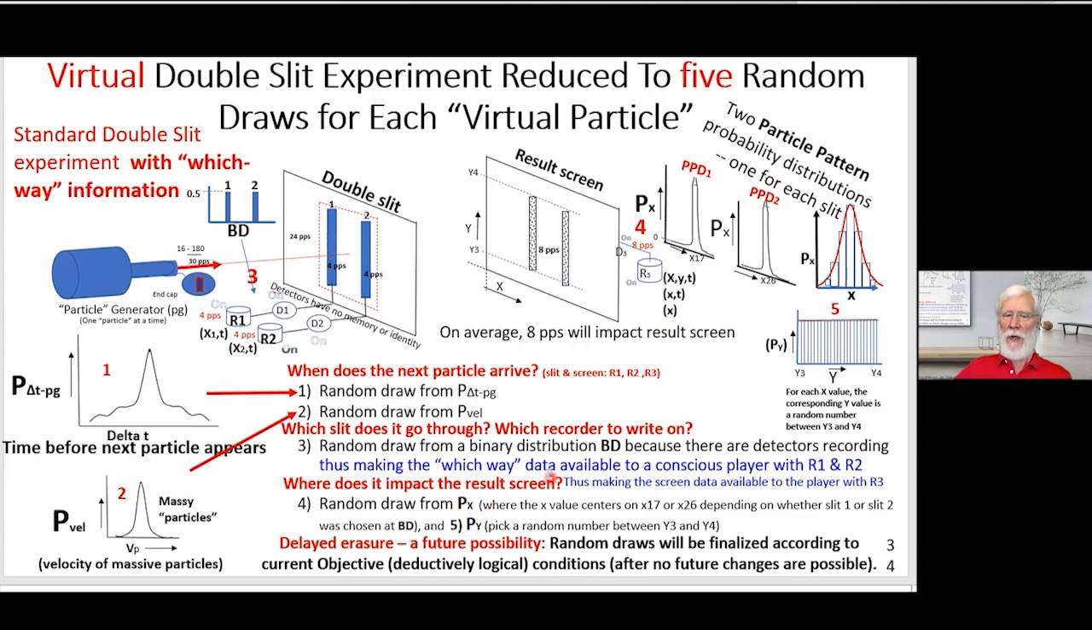So where does it impact the screen? Where does it hit the screen? Well, it takes a random draw from P sub x. Right? In this case, we've got which way data, so it's going to just take one of these two little skinny distributions that really look like that. And then it says that's the x value. So it comes in here, random draw, pulls out an x value. Says, there's where it hits on the screen, right there. Then it says, well, what's its y value? And it goes over here and says, well, all the y values are the same. Any y value would do, so it takes a random draw from this, picks a y value. That's where it puts it on the screen.